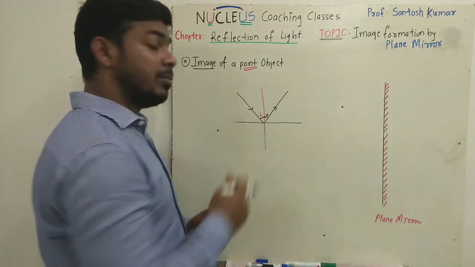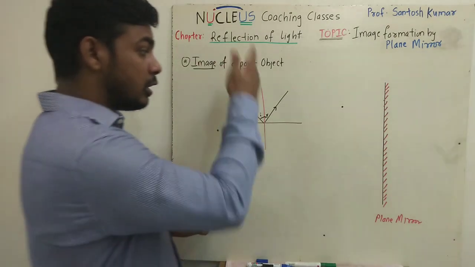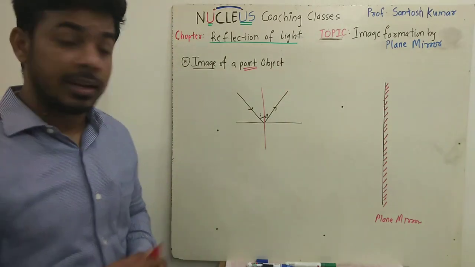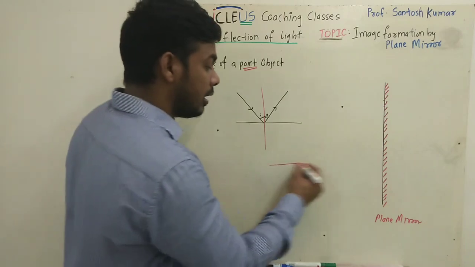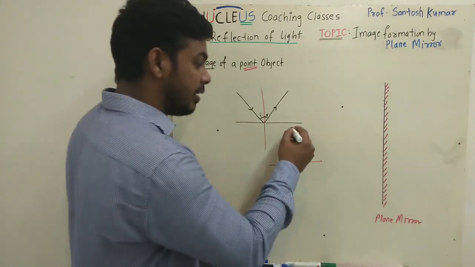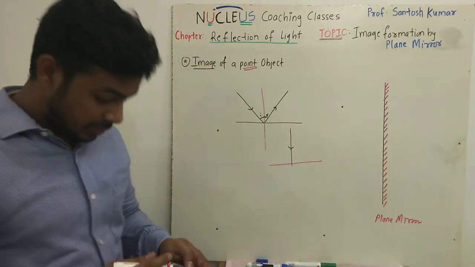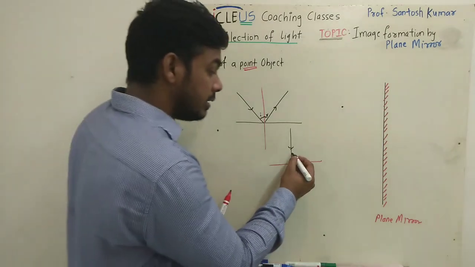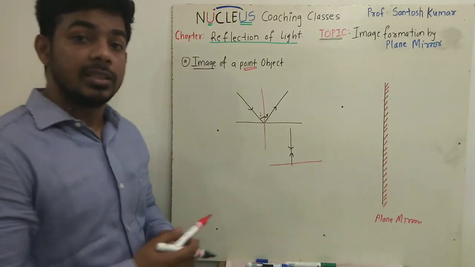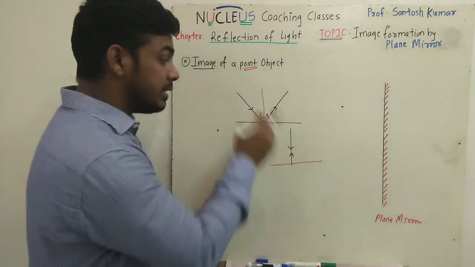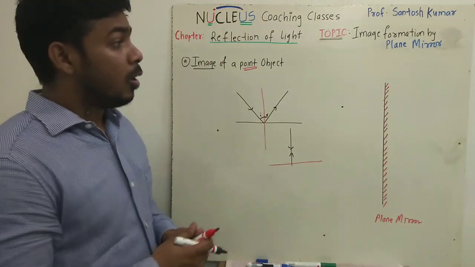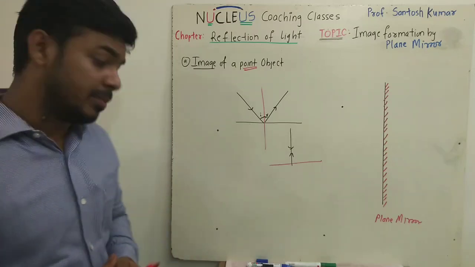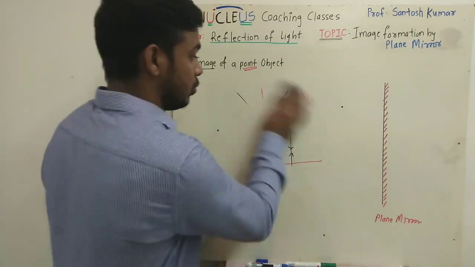When the ray strikes the mirror obliquely, we have to draw the normal and then draw the reflected ray with the same angle, right? So this is the reflected ray. Or if the ray strikes the surface normally, then it is going to retrace the path. Using these two rules, we will try to form the image of an object placed in front of a plane mirror. Remember these two rules.